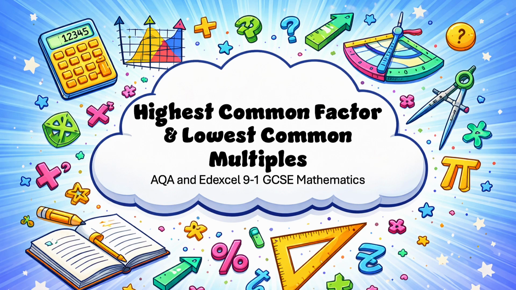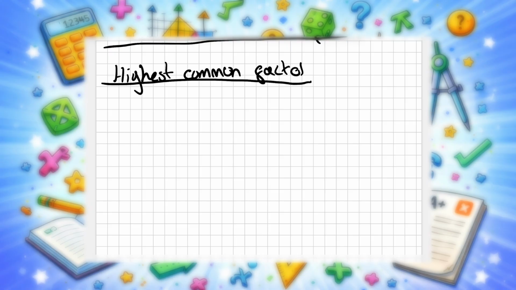Today we will be going through the highest common factors and the lowest common multiples for the GCSE 9-1 Maths, specifically for the AQA and Edexcel exam board. So let's get right into it. First we look at the highest common factor. This is, as by the name, the highest factor of the given numbers.